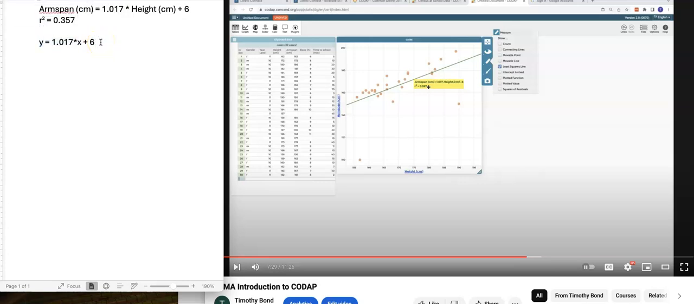What we can do here is first of all, let's just simplify what we're seeing. So instead of writing our equation in terms of arm span and height, let's simplify it down a little bit, just so we're not writing as much. It's particularly important if you've got a really long variable name. So we're going to write y is equal to 1.017 times x plus 6, and that's just rewriting this equation here in terms of the y variable arm span and the x variable height. This equation is the equation of this line through here that has appeared when you click on Measure Least Squares line.